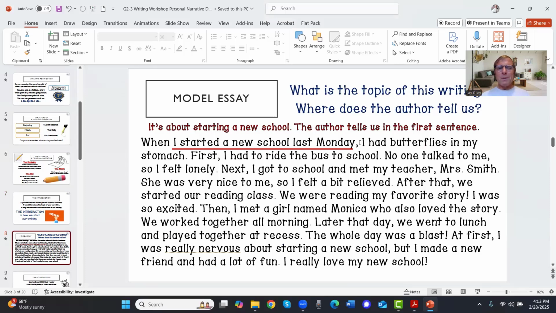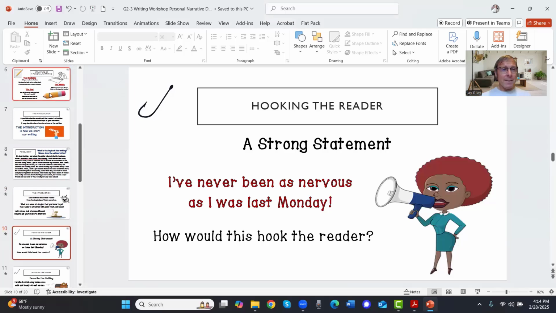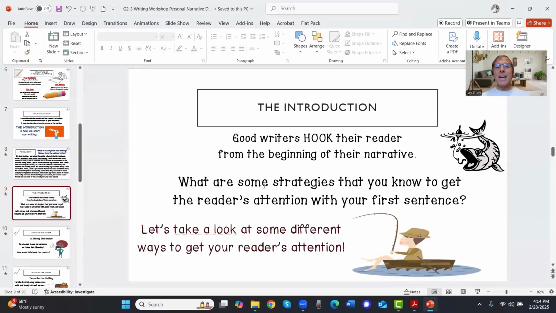But you know what? That first sentence, "When I started a new school last Monday, I had butterflies in my stomach," I need something a little bit more engaging. Okay, you started a new school, but I want to start in the action. I want something that brings me right in and says, oh, I can't wait to keep reading and find out what's going to happen. And that is how we hook our reader, how we get their attention.